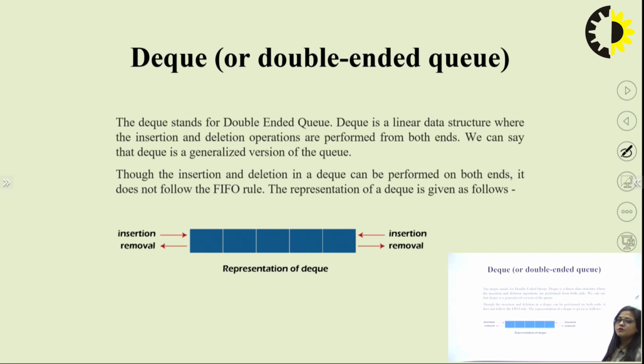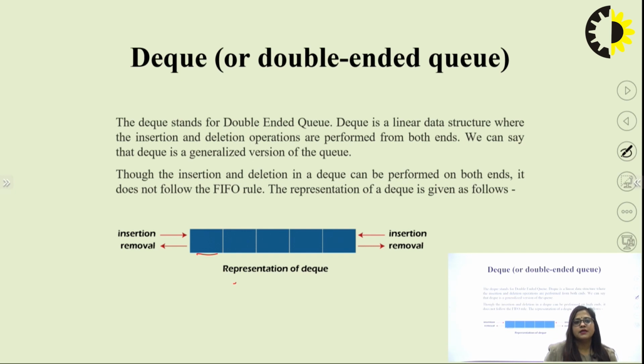So first, what is DQ? DQ means double ended queue. Double ended queue means insertion and deletion are possible on both sides, the front and the rear. Both insertion and deletion operations work on either end. So DQ stands for double ended queue.